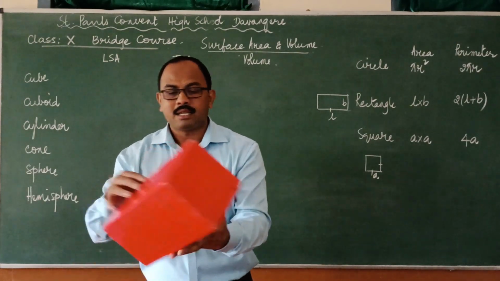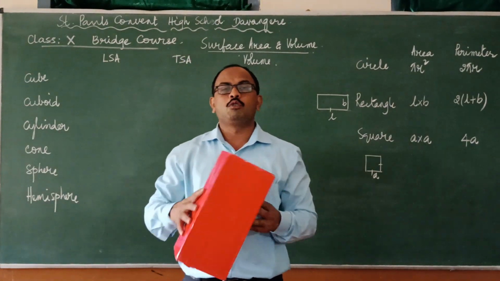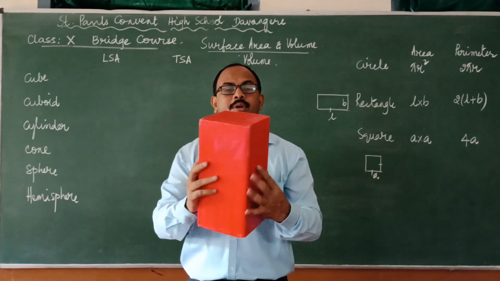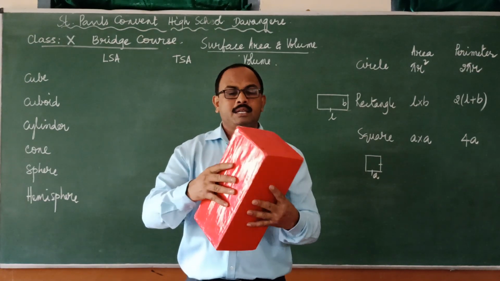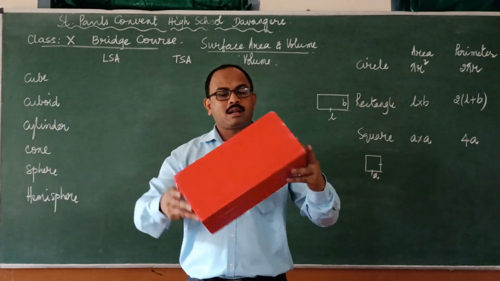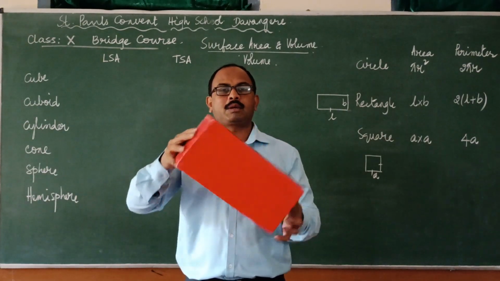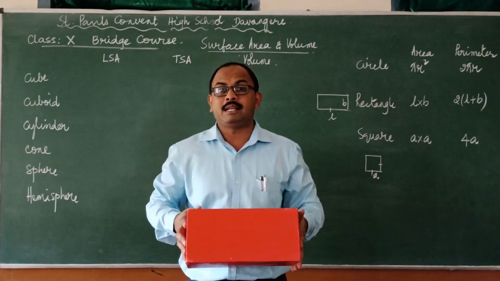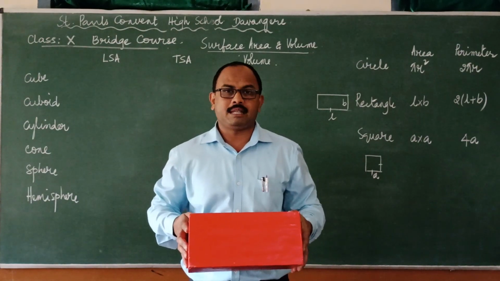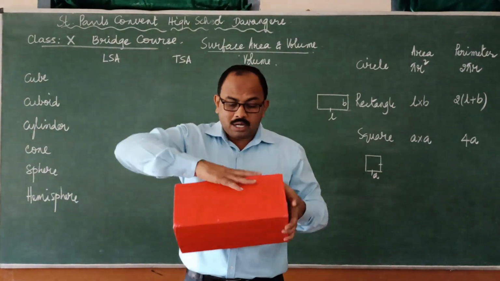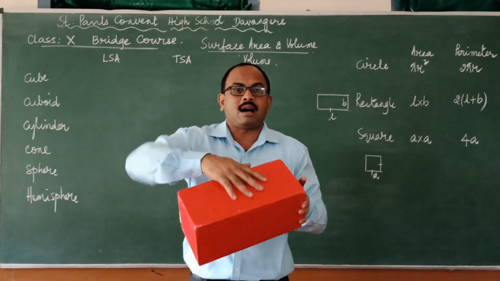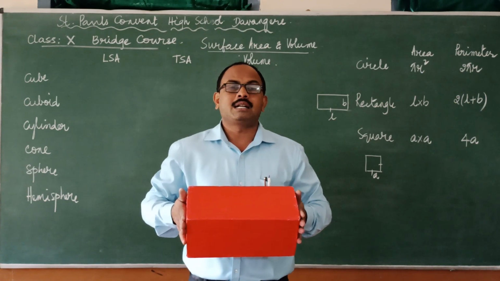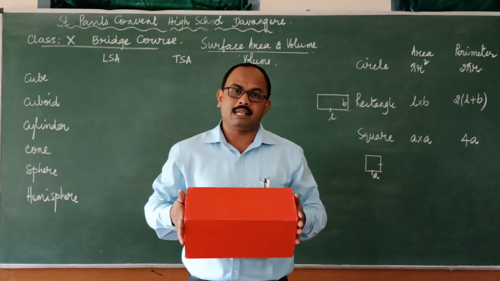If we consider a cuboid, children, okay, this part we are going to consider. If you want to paint or cover it with paper, okay, if you want to present it to somebody, we cover it completely. That is total surface area. If only these four sides are covered, if these two sides are left uncovered, it will become lateral surface area.